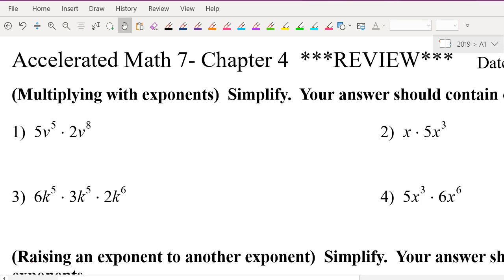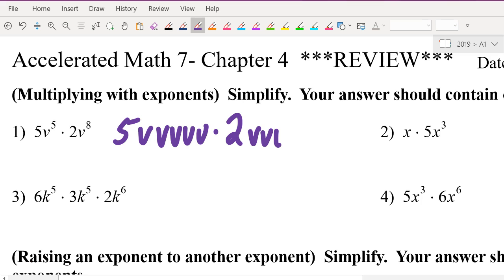Here's the microphone. Okay. So how do you do this problem? Obviously you don't have to write it out in expanded form, but I want you to help us do that so we see how to do it. So to write it in expanded form, you would write b, and the exponent is 5, so you would write b 5 times. Then times 2, and then 8 b's. 1, 2, 3, 4, 5, 6, 7, 8. Cool.